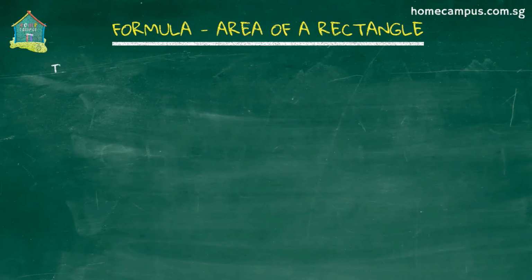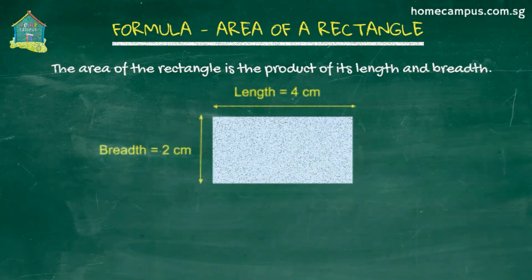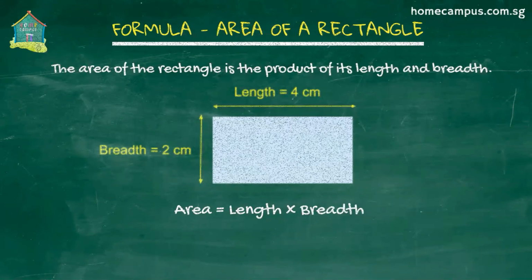So, the area of a rectangle is the product of its length and breadth. In this case, the area of the rectangle is 4 times 2 or 8 centimeters square.